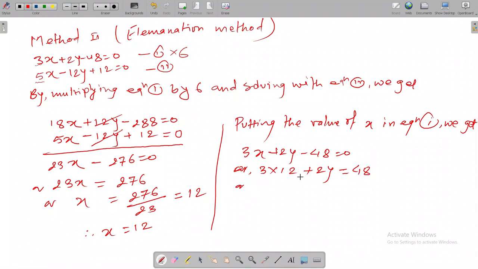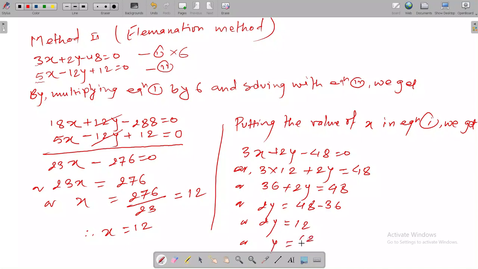Or 3 into 12, 36 plus 2y is equal to 48. Or 2y is equal to 48 minus 36. Or 2y is equal to 48 minus 36 is equal to 12. Or y is equal to 12 by 2 is equal to 6. Therefore, x is equal to 12 and y is equal to 6. This is your answer. This is called the elimination method.